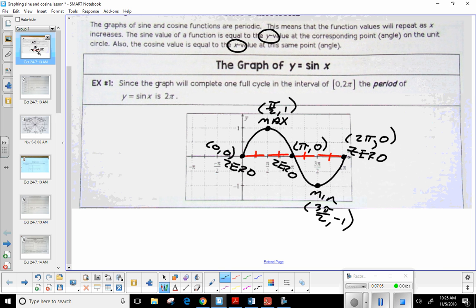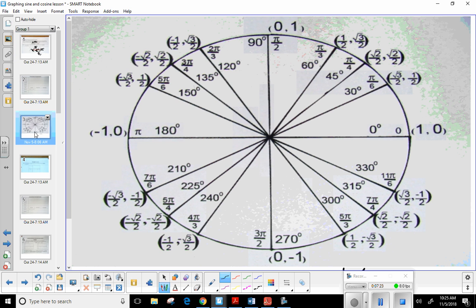Now remember, this first paragraph up here is crucial to understanding why the sine graph looks the way it does. Remember, the sine value is equal to what? The y value of the ordered pair, right? So why don't we go ahead and take a look at a unit circle. Let's compare this graph to what we've been working with for quite a while now. Let's run through the same values. I'm going to start with sine of 0.